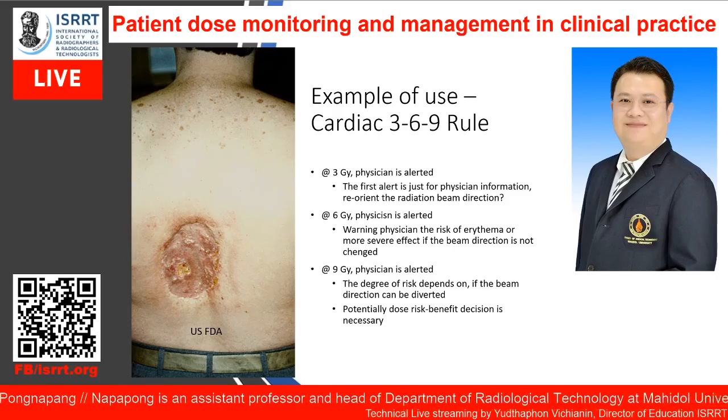So what the physician or the interventionist needs to do is reorient the radiation beam direction so that the skin dose at that patch is preserved and not too high. Change the direction so that the skin dose burden is in better shape. And at 6 gray, 6000 milligray, the physician is alerted. What does this mean? We warn the physician of the risk of erythema or more severe effects if the beam direction is not changed.